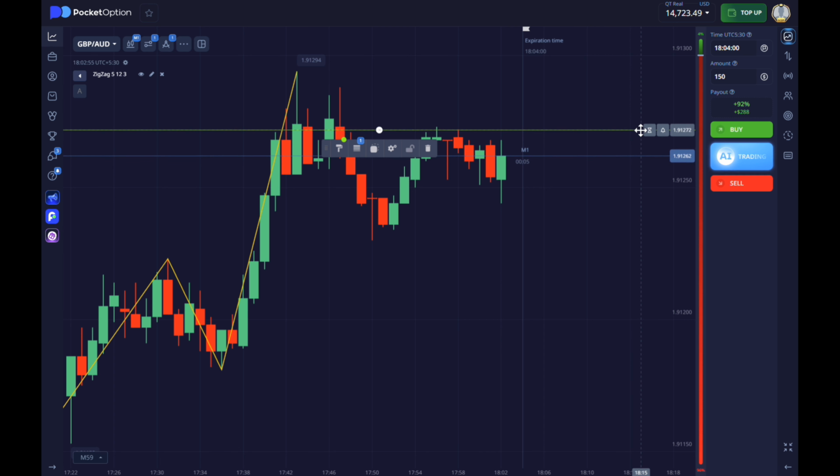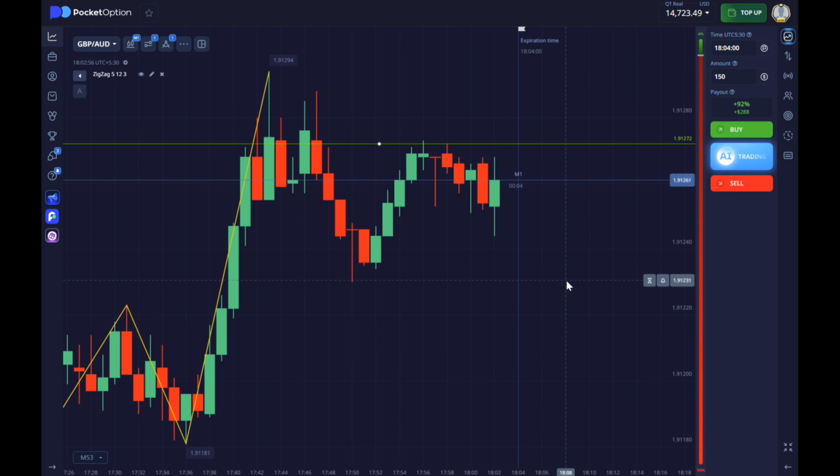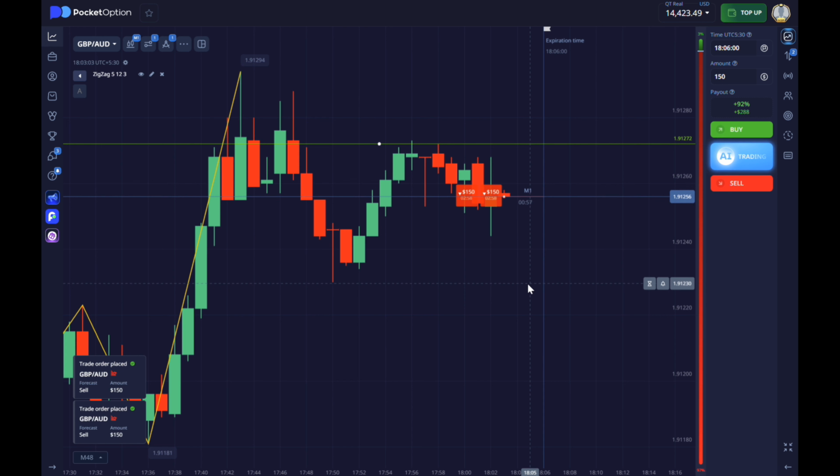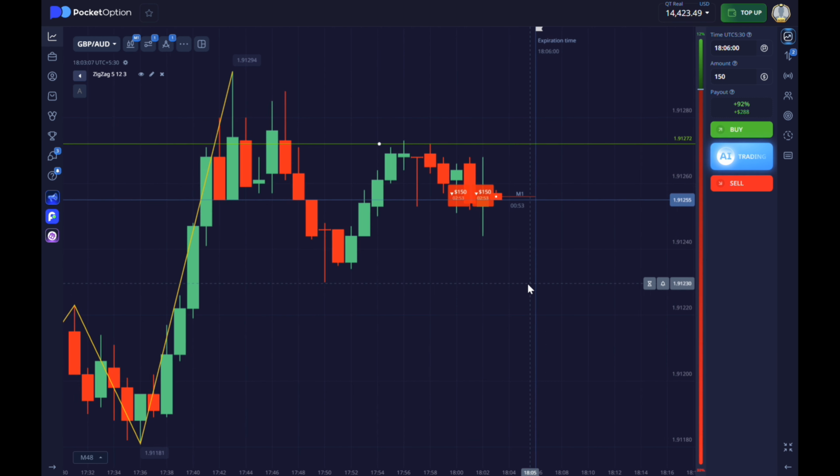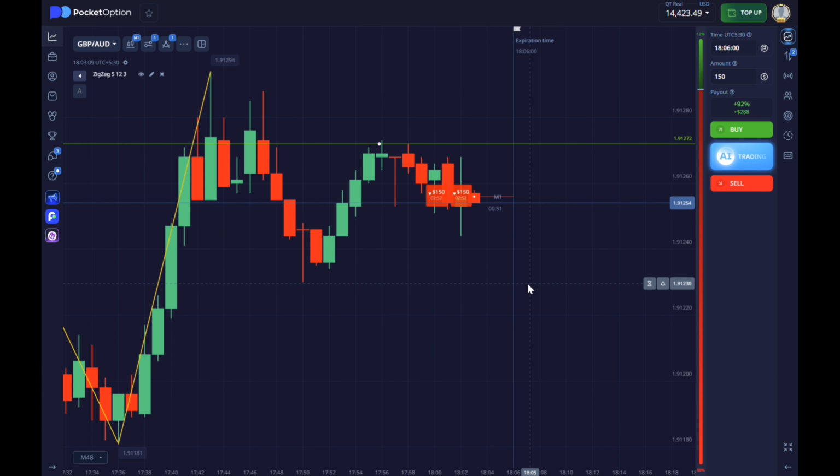It is important to look around where the market is currently moving to see where the market has become bearish and where it has become bullish. Okay, so here I have placed two trades in a downward direction, $150 and $150. My total investment here is $300.